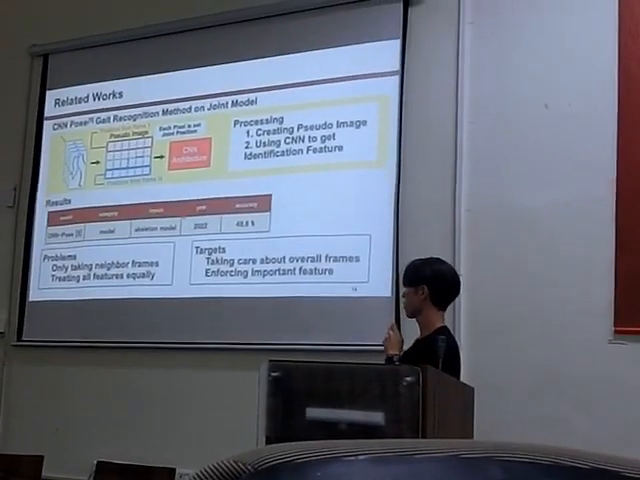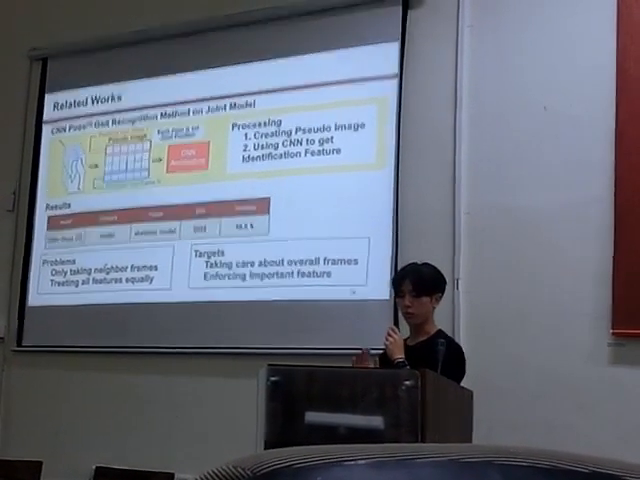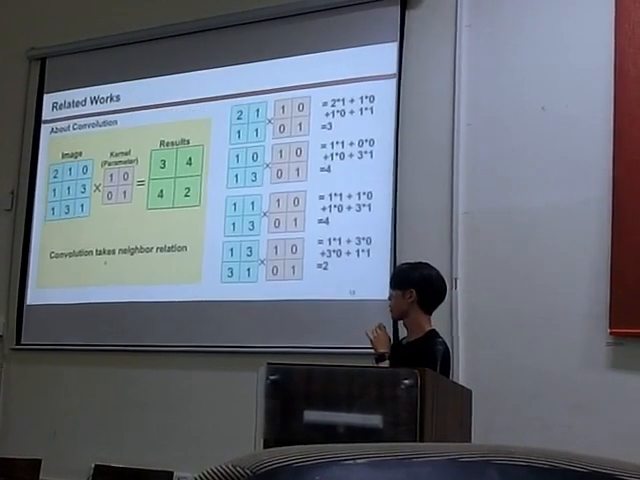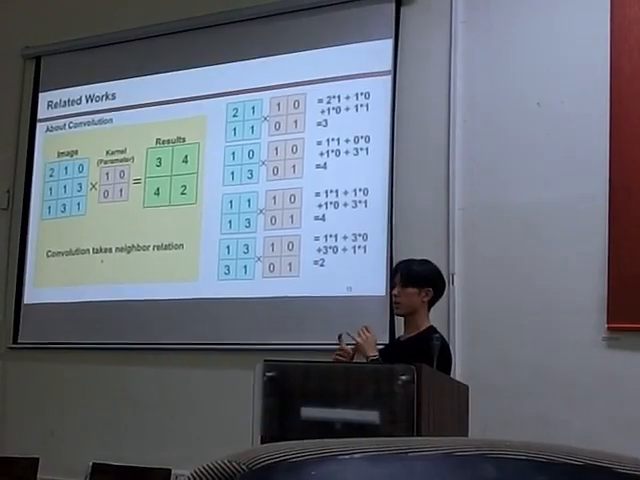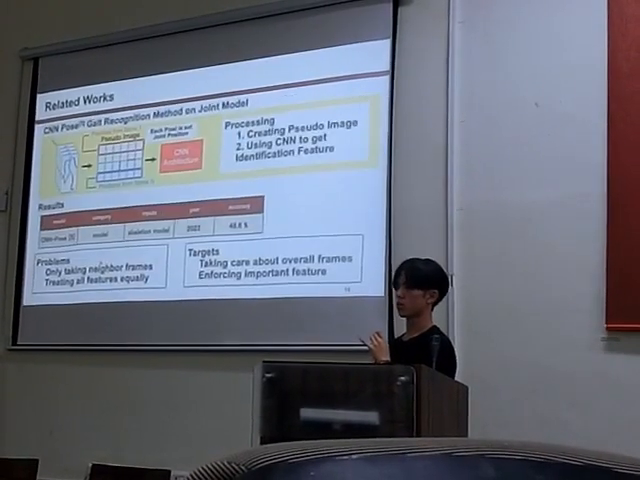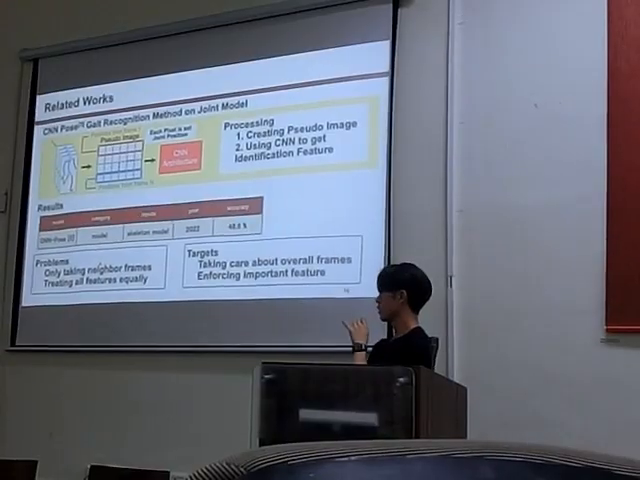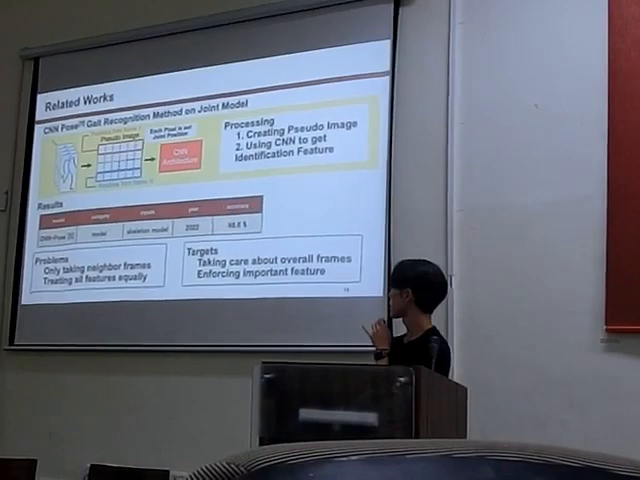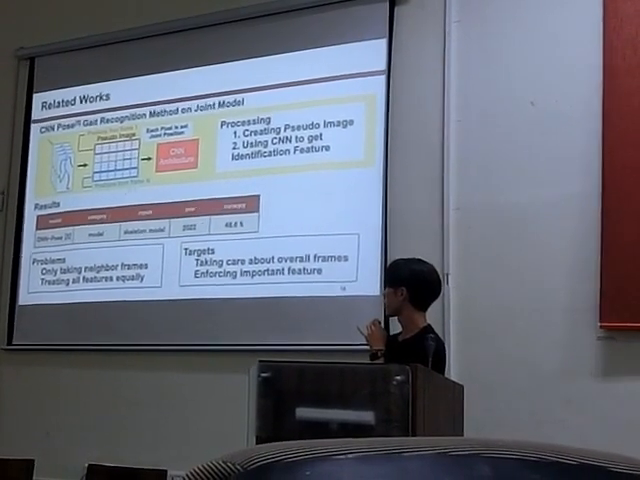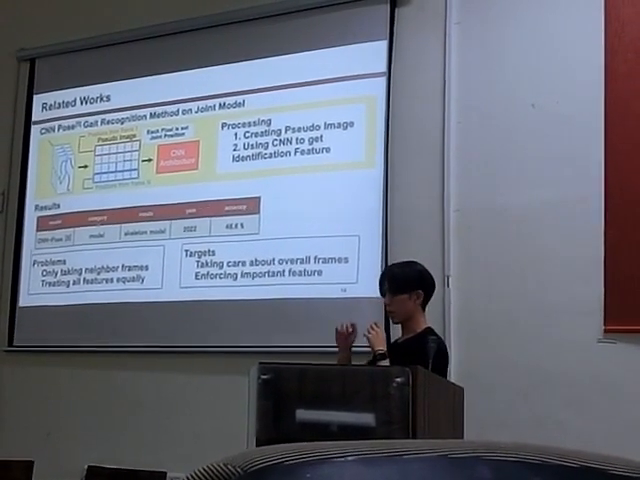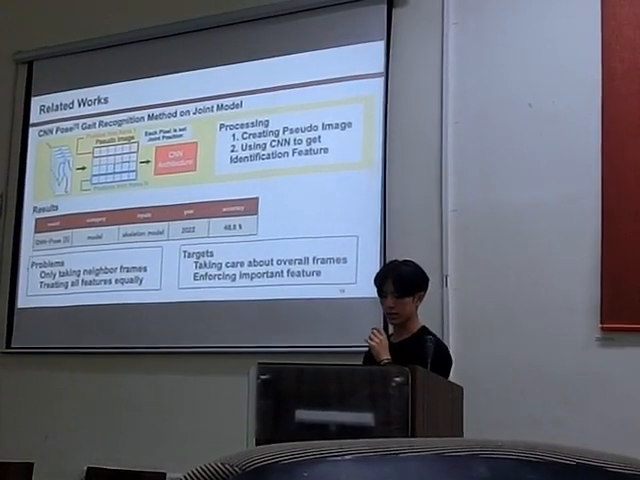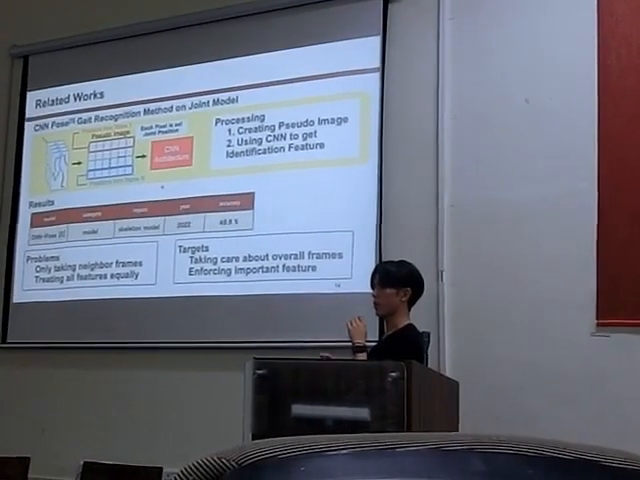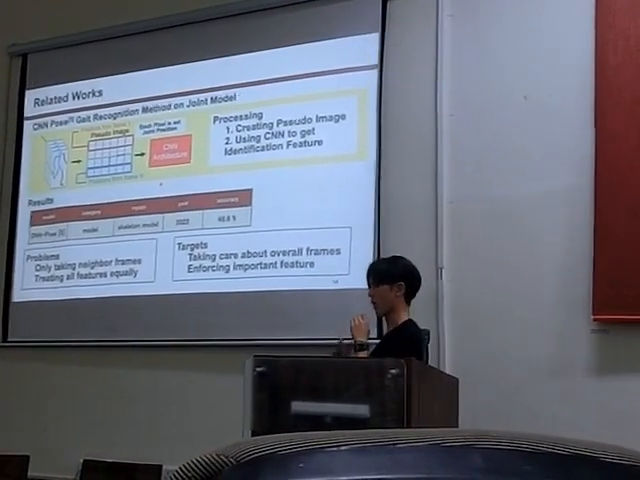The problem of the CNN code is that it takes the information of neighbor points. As I mentioned before, CNN extracts the neighbor information. So this is called local information. So it cannot take the relation between the first frame and the last frame. Also, it takes all features equally. In gait recognition, the key point is arm swing or leg behavior.